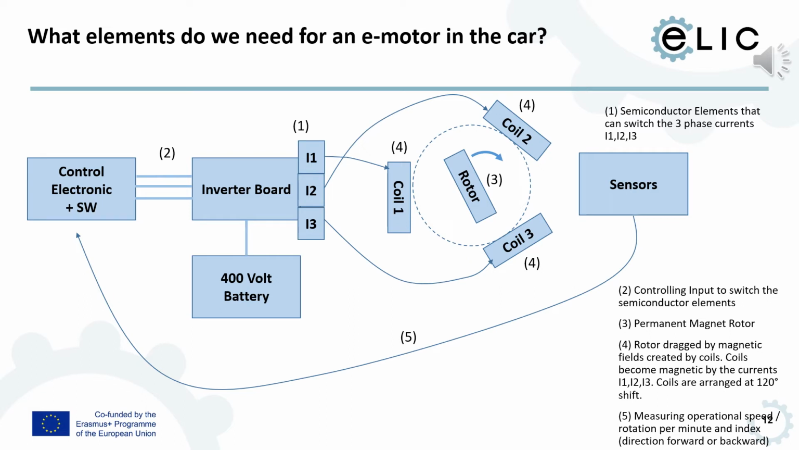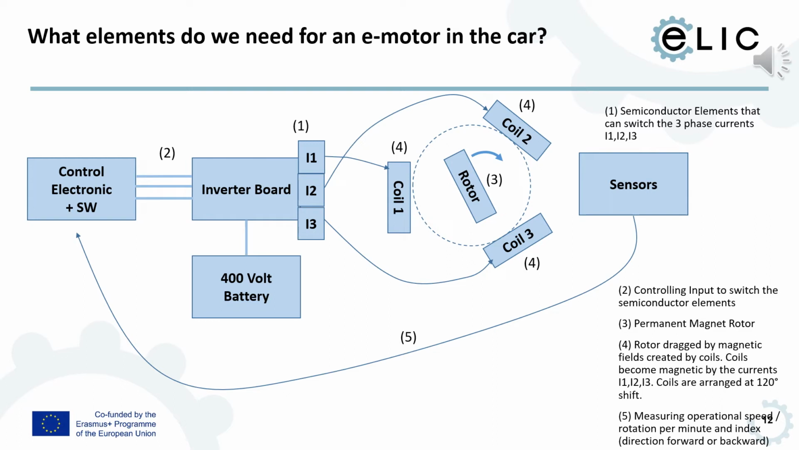Coils become magnetic by the currents I1, I2, and I3, and coils are arranged with a 120-degree shift. You can imagine now that when we have a 120-degree shift to actuate the coils and the currents I1, I2, and I3, the control software basically uses a sinus function with a 120-degree shift. And the fifth point is we have to control the motor by measuring back the motor behavior.